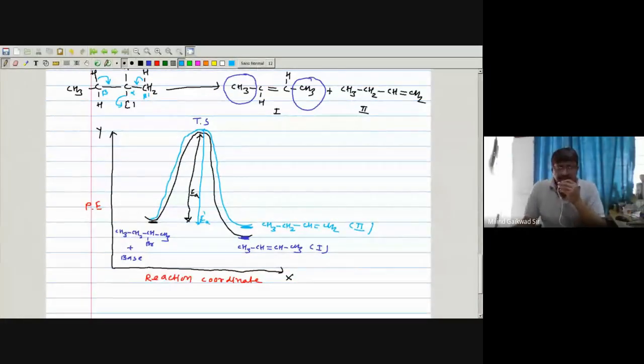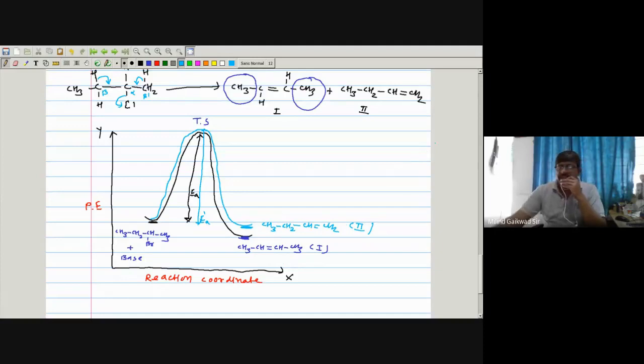So the transition state of formation of compound number 2 has more energy, it has a higher energy of activation as compared to the second compound, that is the first compound, the 2-butene. So the lower the energy of activation, in that case the more Saytzeff product.